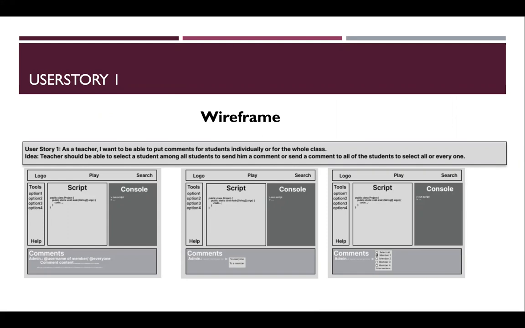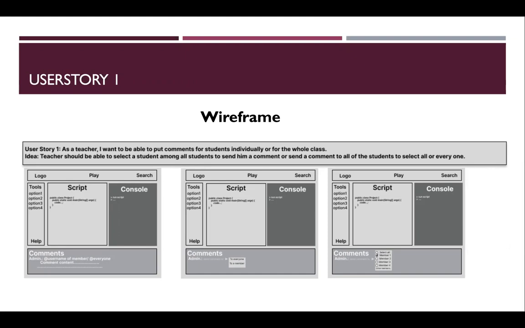So about the first user story, the goal is to send a comment to users individually, or send a comment to everyone. So here in the wireframe, we have three ideations. In the first ideation, we can use the @ sign, but the point is that here the admin or the teacher should know all of the users' usernames.